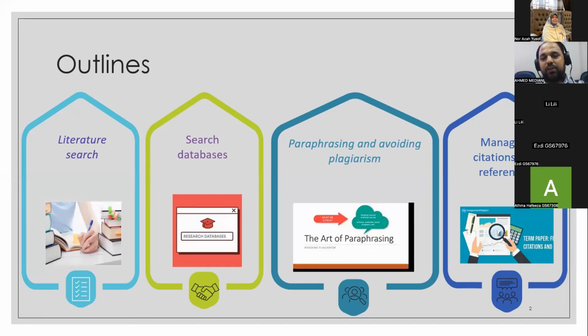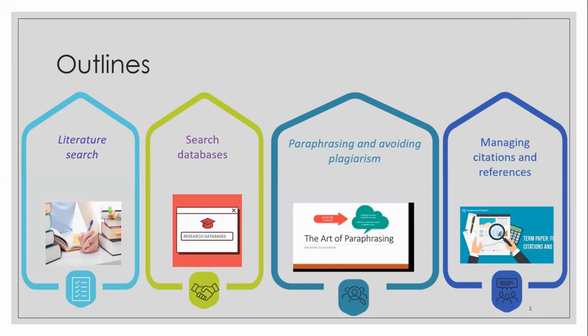Anyone tell me, if you want to do any literature search, which one will you go to first: Scopus, Google Scholar, or others? Maybe some of you can give me some examples. Which one do you use? From the first time when you think about literature search, you want to see papers, which one will you go to first? Don't be shy, just talk.